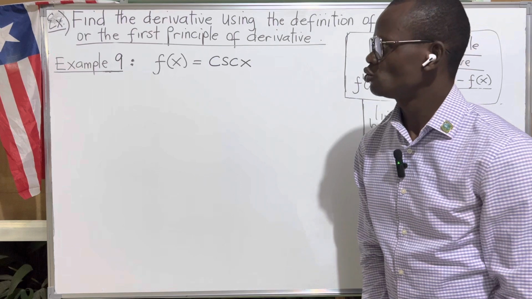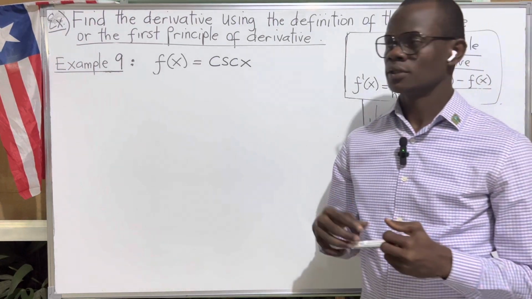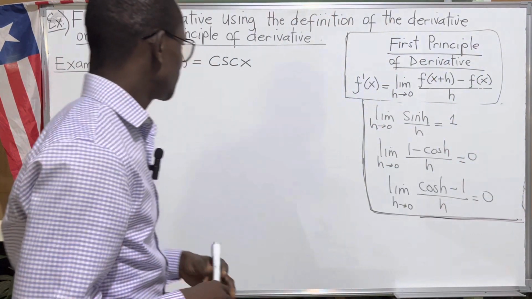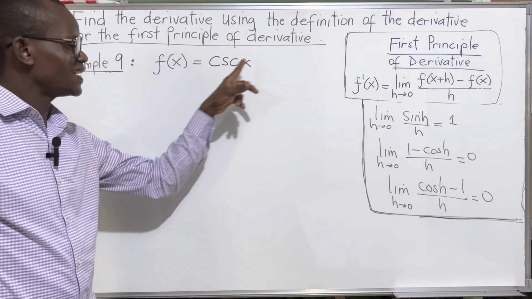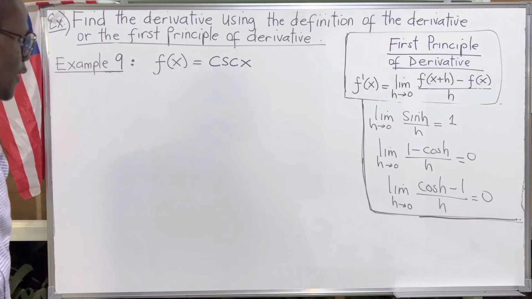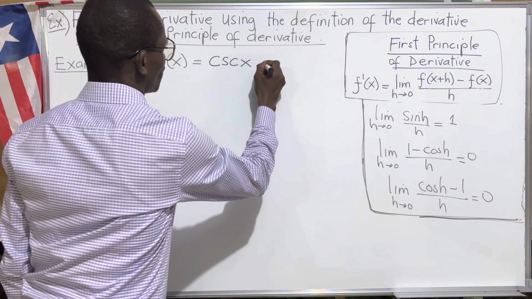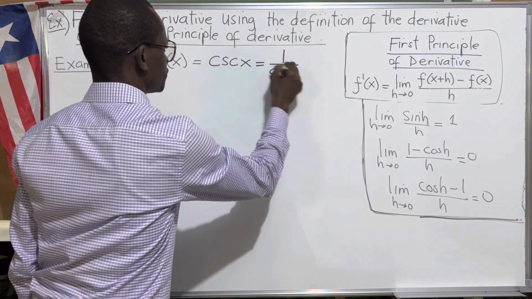In this tutorial, we want to look at finding the derivatives of trigonometric functions using the first principle of derivative. Particularly, we'll be finding the derivative of csc x, or cosecant of x. So we know that cosecant of x is equal to 1 over sine of x, right?